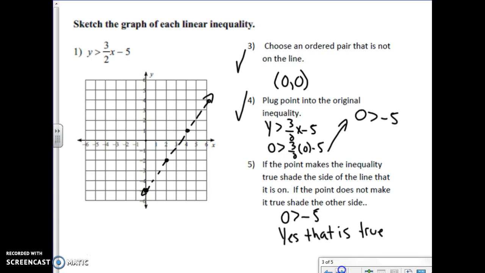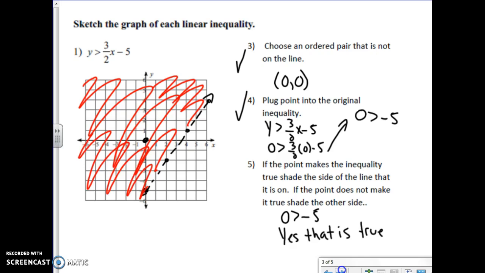So if the point makes the inequality true, I'm going to shade the side of the line that it is on. So (0, 0) is right here. That means I'm going to shade the side that it's on, so I'm going to shade this side. If the point does not make it true, then you shade the other side. Alright? Step 5 is complete.